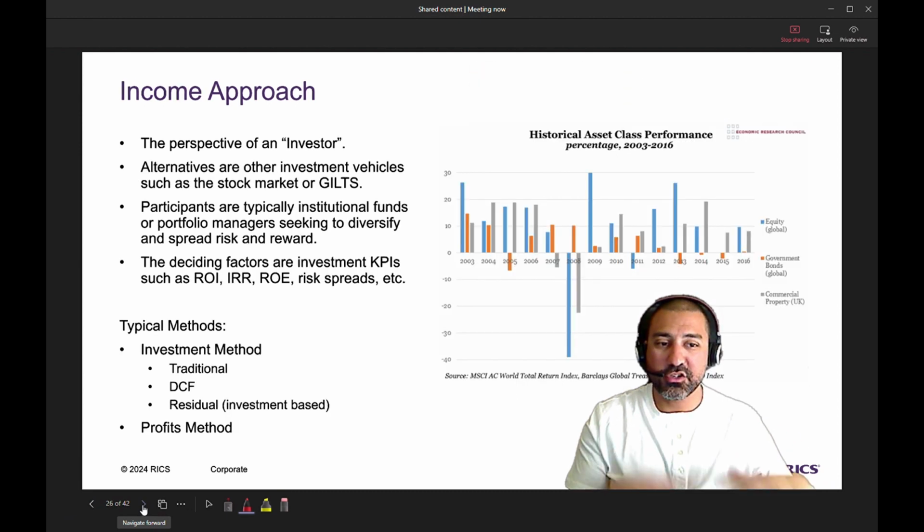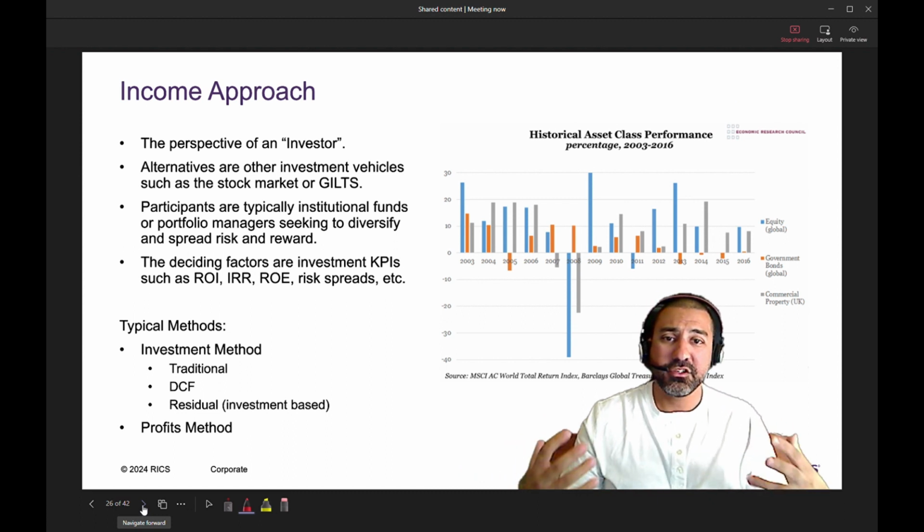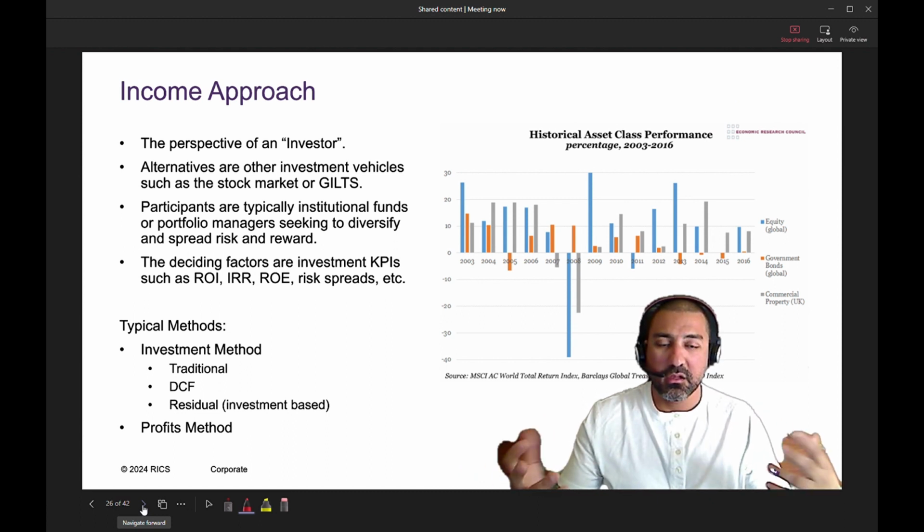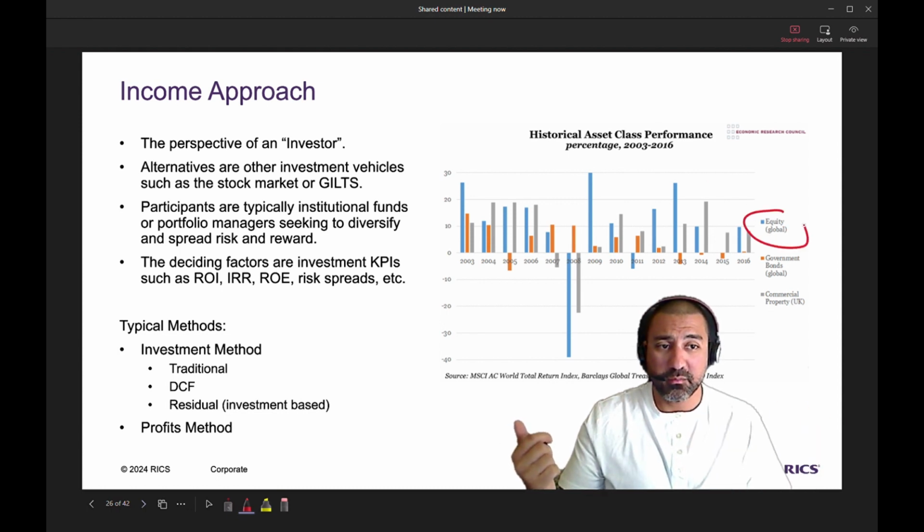This completely changes when you're looking at the income approach. The income approach has a completely different perspective, a completely different attitude. It's the attitude of an investor, right? An investor can either put their money in equities, meaning in the stock market.